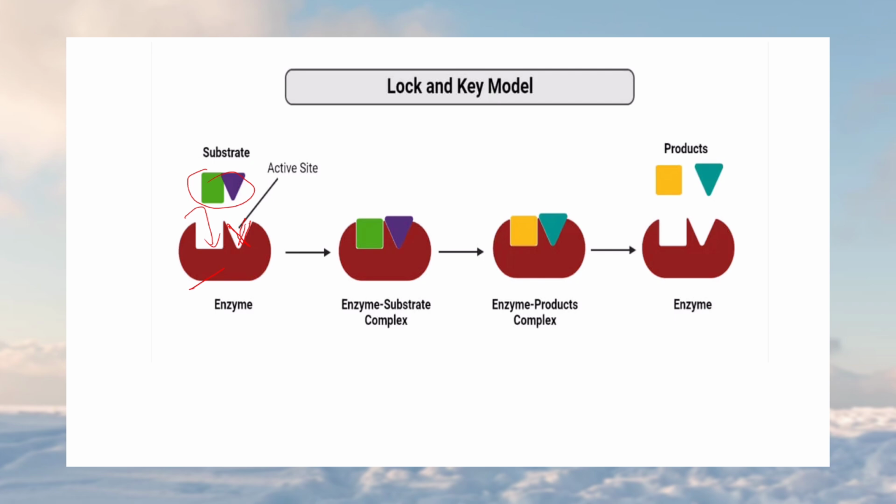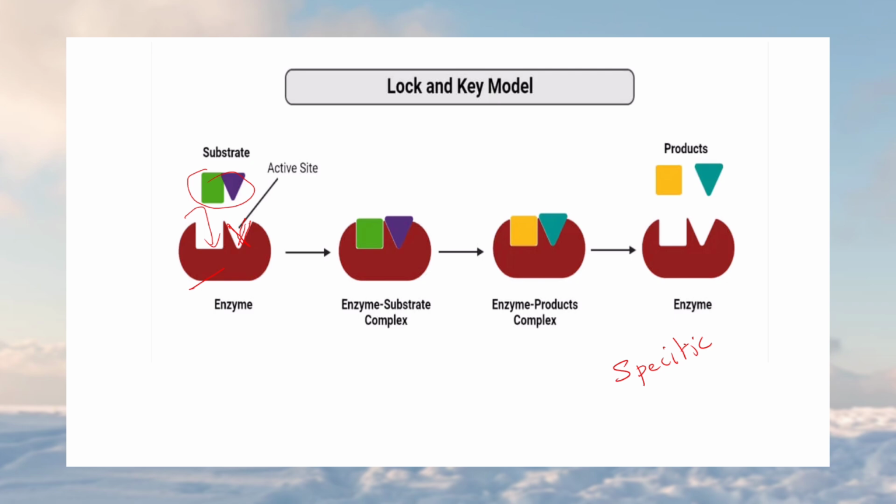And this active site is specific. Specific means it accepts only the specific substrate, not all substrates. It binds only to a specific substrate. That is, the active site is specific, so the enzyme binds to the specific substrate.